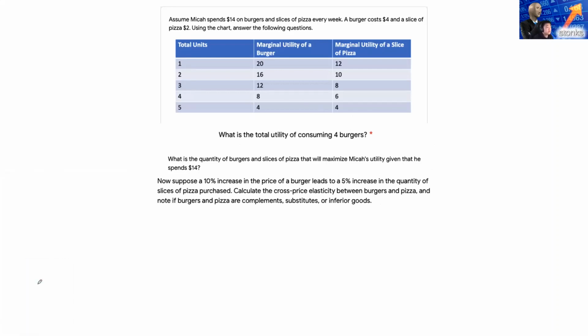Assume that he spent $14, so that's his budget, and burger costs $4. So we'll write that down. I can't write anything now. No, that's $4, $4, and $2. Using the chart, answer the following questions. What is the quantity of burgers and pizza that will maximize his utility?